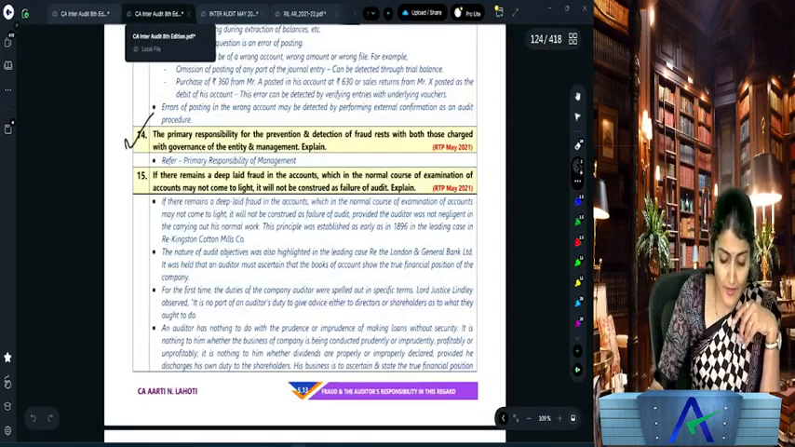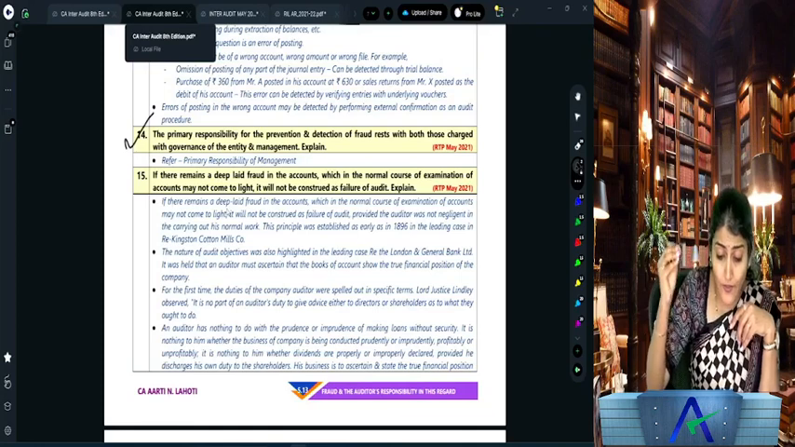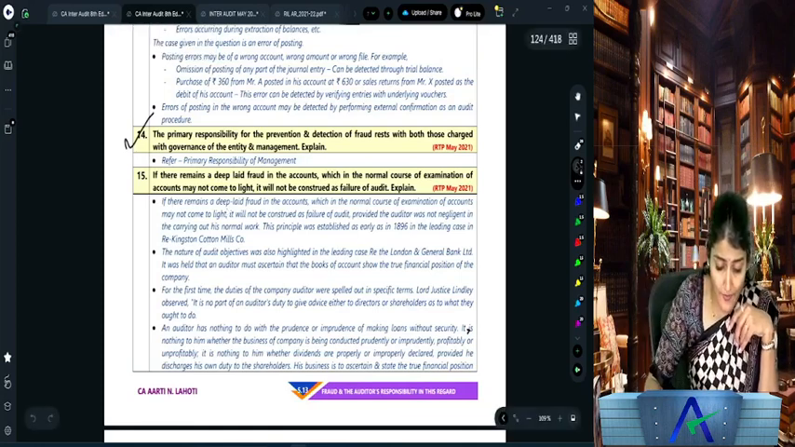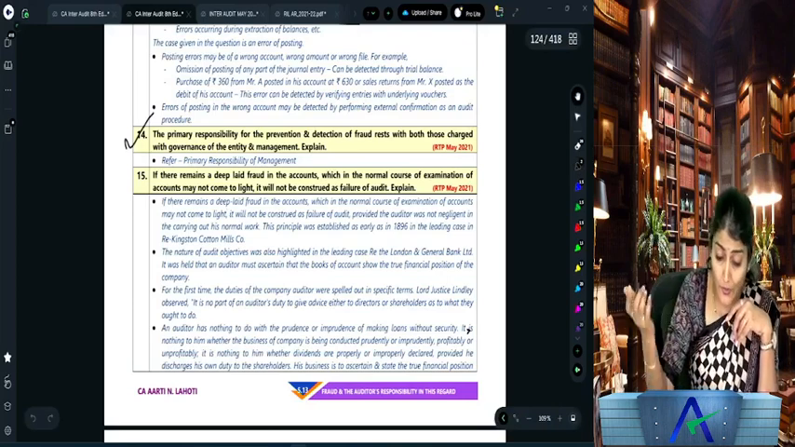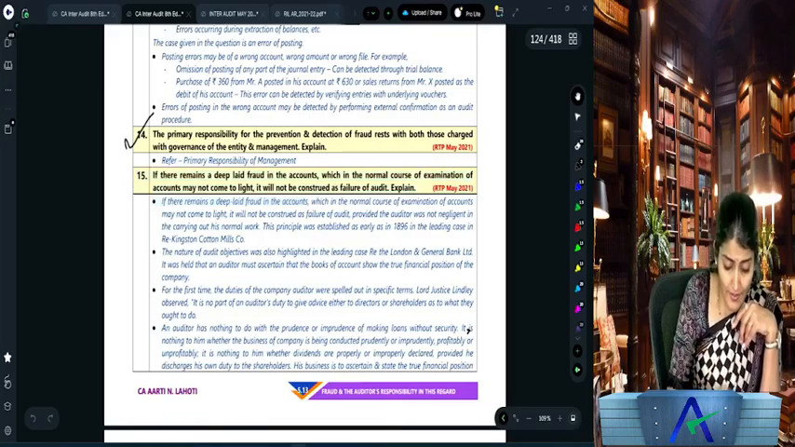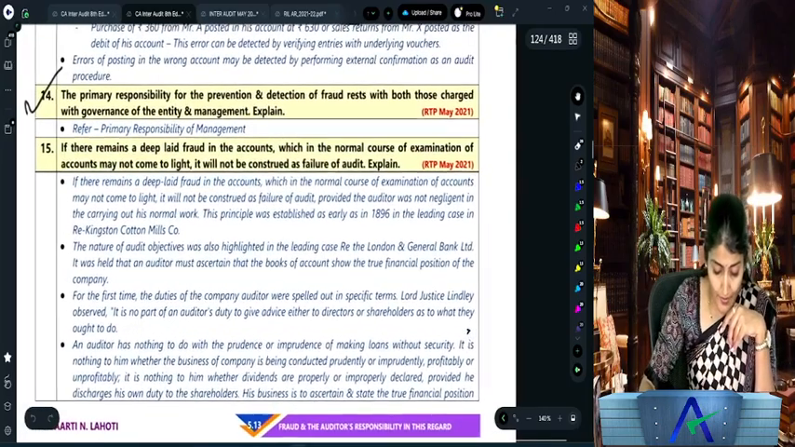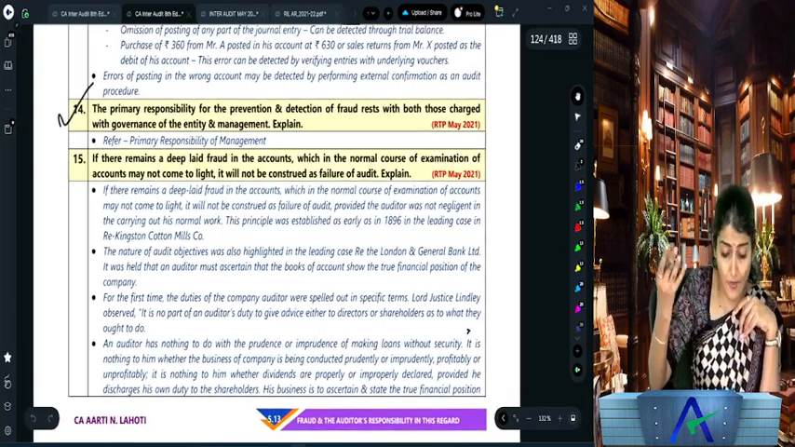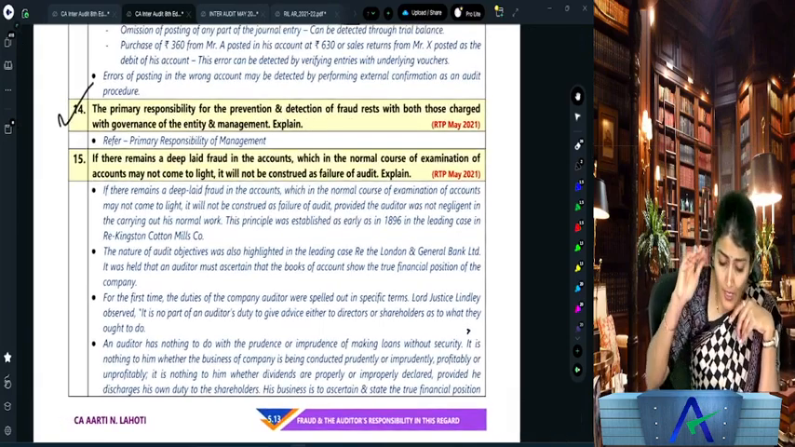Okay, right. Then after that, what does it say? If there remains a deep-laid fraud in the accounts, which in the normal course of examination of the accounts may not have come to light, it will not be construed as a failure of the audit, right? Will it not be construed as a failure of the audit? Yes. Why? Because detection of fraud and error, what do we say? As such, it is the primary responsibility of the management.